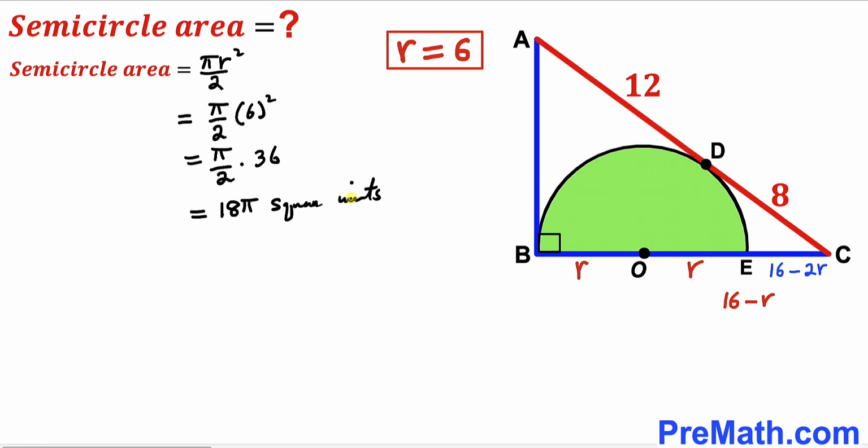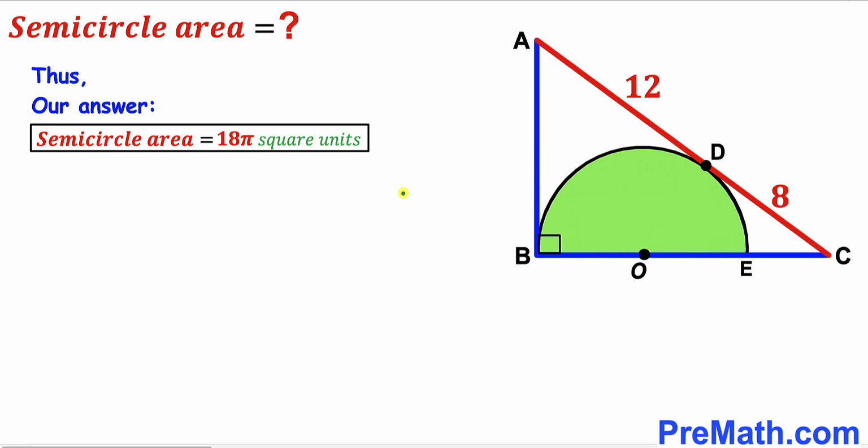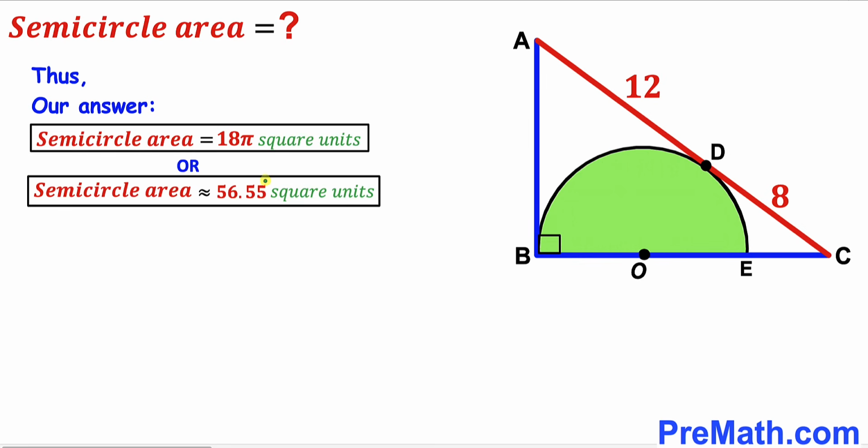So after all the calculations and manipulations, the area of this green shaded semicircle turns out to be 18 times pi square units, and that is approximately equal to 56.55 square units as well. So the area of this green shaded semicircle is 18 times pi square units. And that's our final answer.